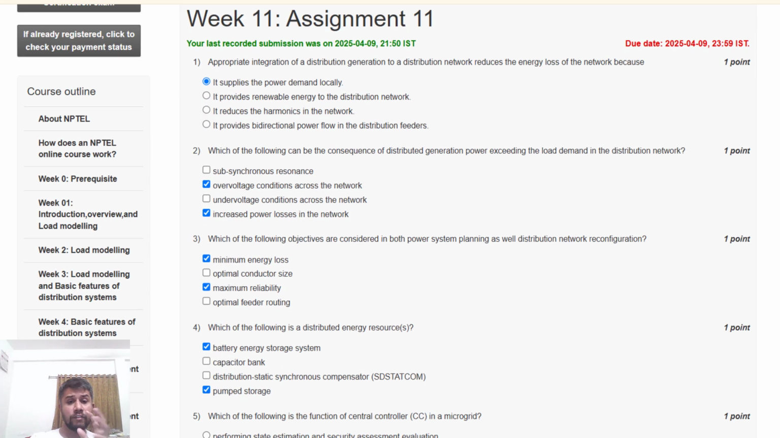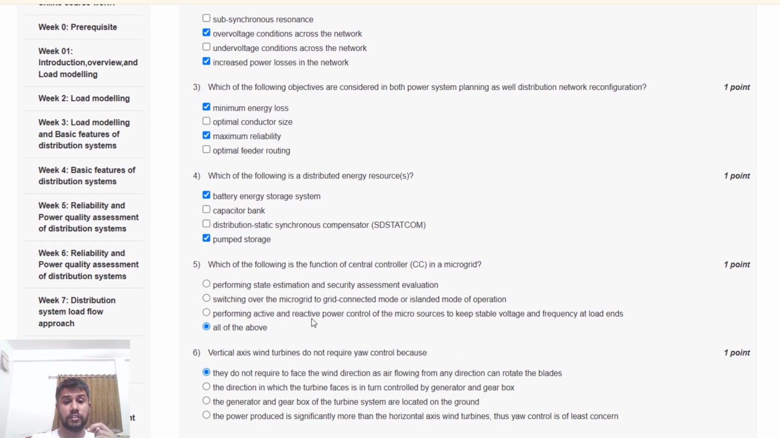Third is, which of the following objectives are considered in both power system planning as well as distribution network reconfiguration? So there are two options. One is minimization of energy losses and the other is maximization of the reliability. These two are the main concern or objective functions. Which of the following is a distributed energy resource? The battery energy storage system and the pumped hydro storage system. These two are the distributed energy resources.